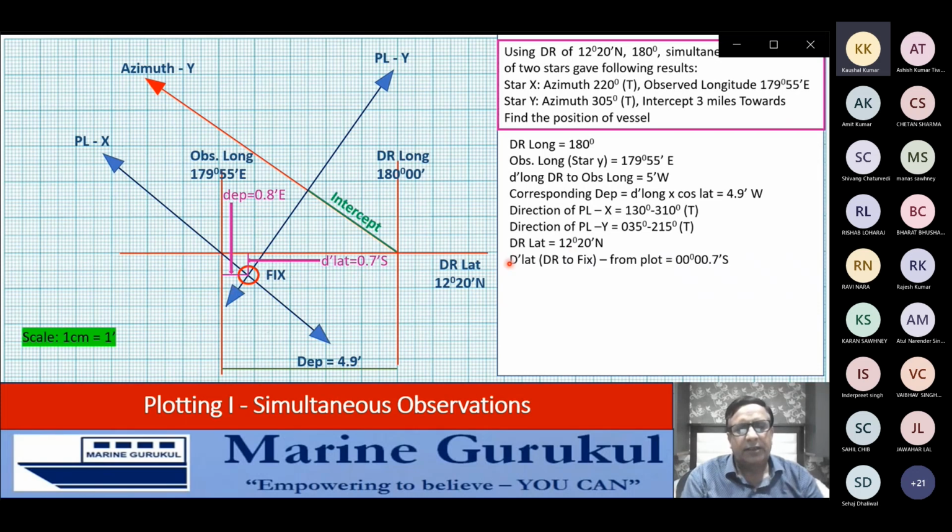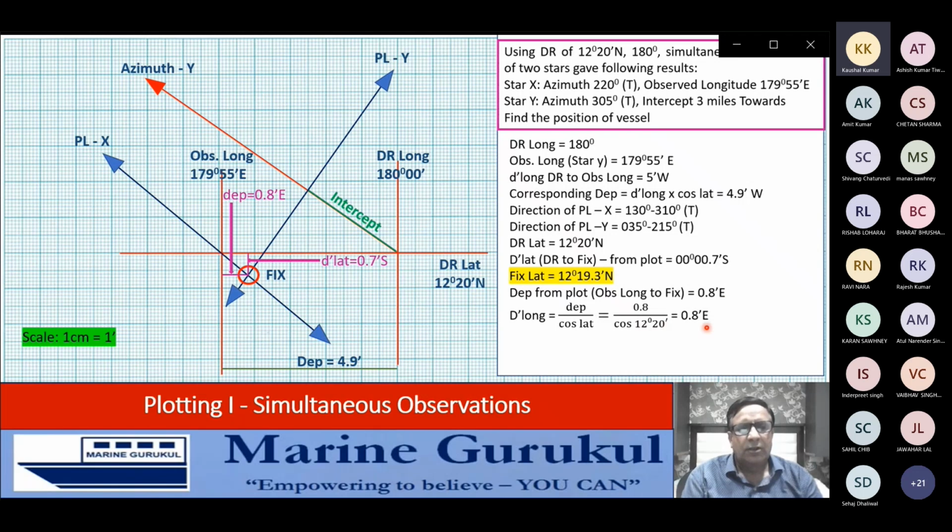We have the DR lat. We know the D lat of the fix from the DR lat. And we get the latitude of the fix as 12 degrees 19.3 minutes north. We have the departure of the fix from the observed long, which is 0.8 minutes east. We convert this departure into D long. So D long comes to 0.8 minutes east.